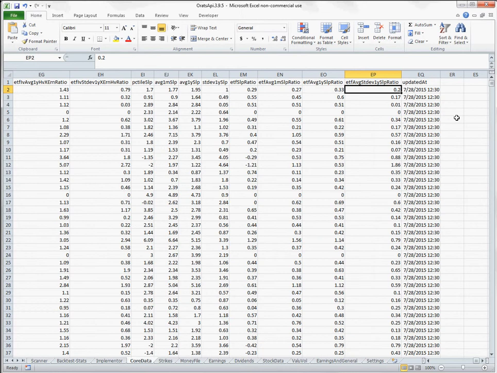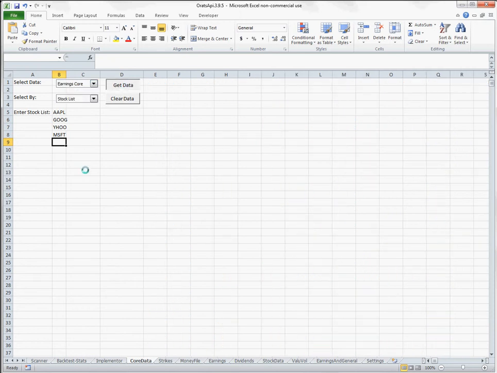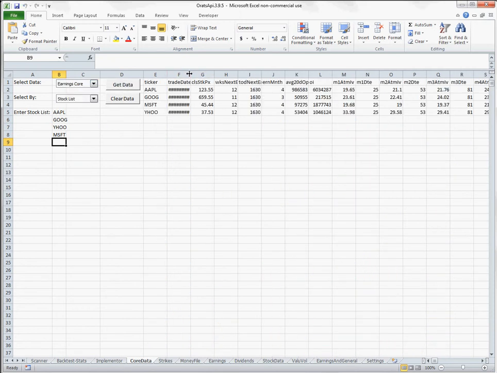So that's the general core drop down. Next we'll look at the earnings core for just a stock list, and since we're looking at earnings, we'll want to look at stocks with earnings. We'll just look at Apple and Google and Yahoo and Microsoft. So we'll do a stock list, we'll do earnings core, and we'll get data, and it's a lot quicker because it's just for those particular symbols.